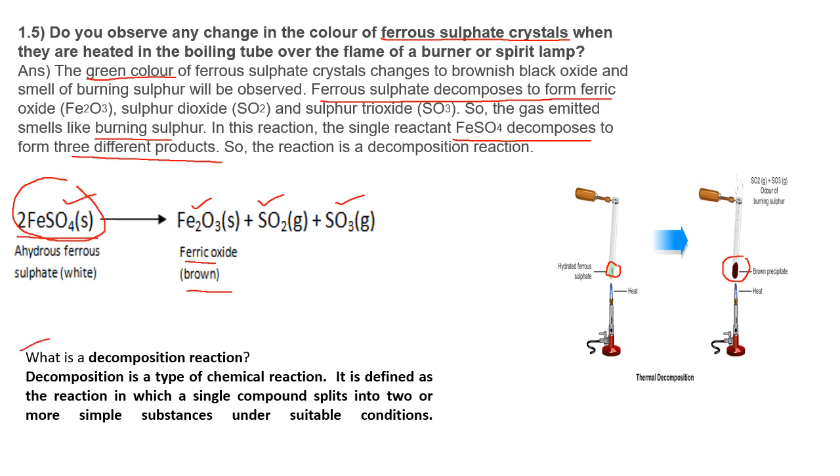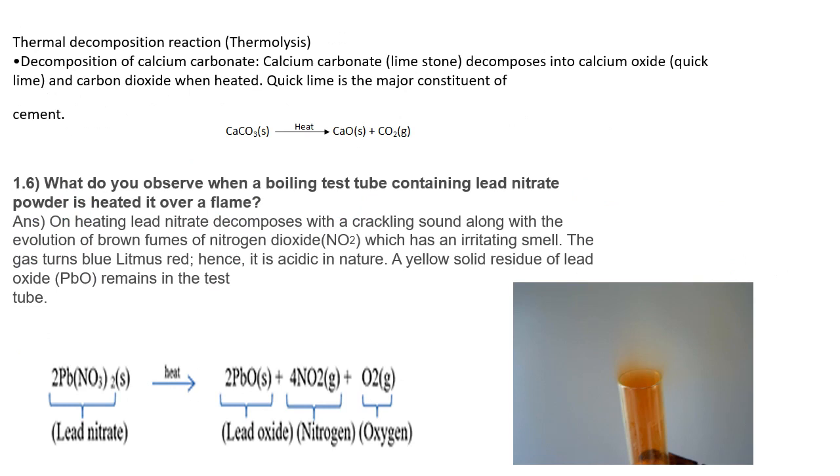What is decomposition reaction? We have already seen what is decomposition reaction, where the reactants break down into 2 or more compounds. Then we call it a decomposition reaction. This can take place with the help of heat. So this is a typical example of thermal decomposition reaction. Now we will see the different types of thermal decomposition reaction in the next slide.